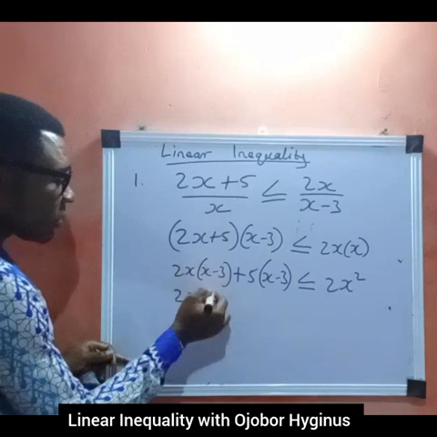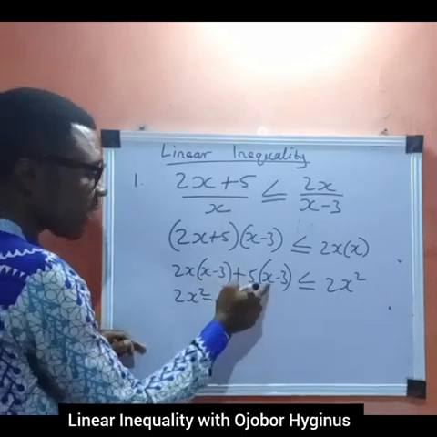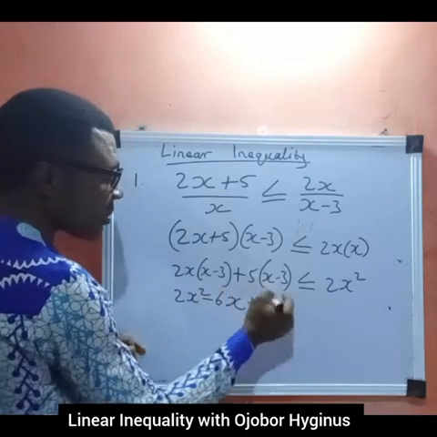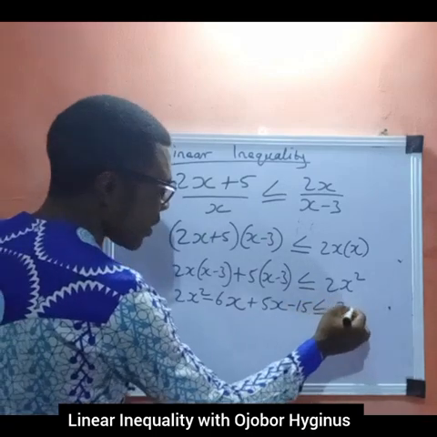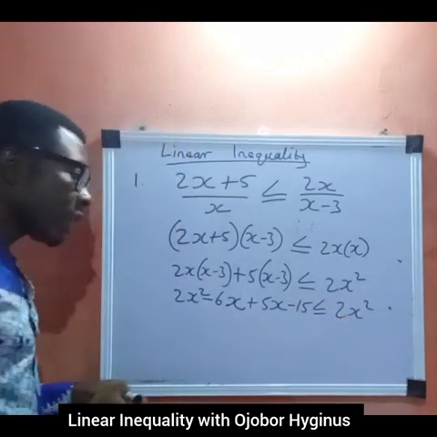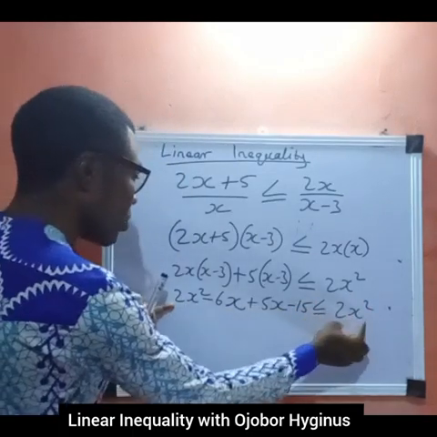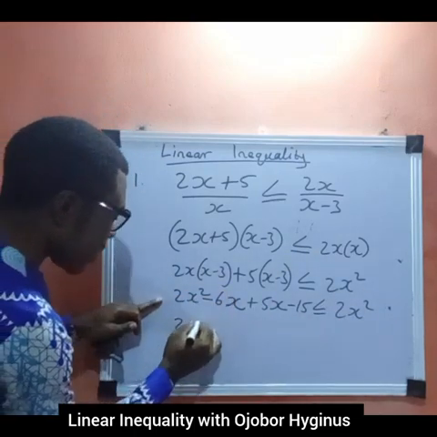2x times 3, you have minus 6x. 5 times x, you have 5x. 5 times minus 3, you have minus 15, less than or equal to 2x squared. We collect like terms as we usually do. This is x squared, this is x squared. So we can bring this 2x squared to join this one.